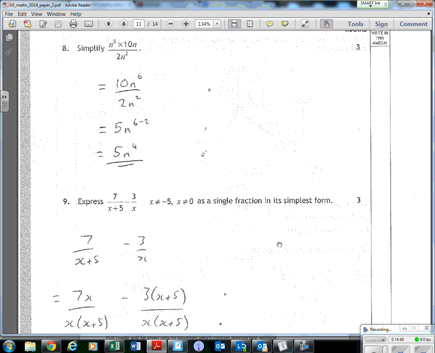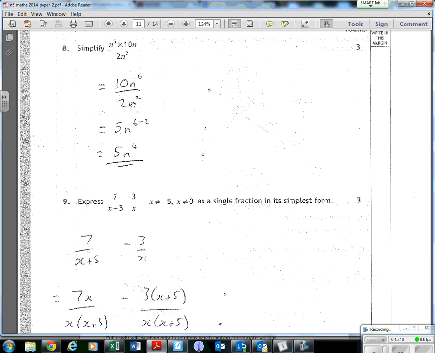Question number 8 is an algebra simplification question. So have a look at the top. n to the 5 times 10n. Well, n to the 5 times n would be n to the 6. So n to the 5 times 10n would be 10n to the 6.